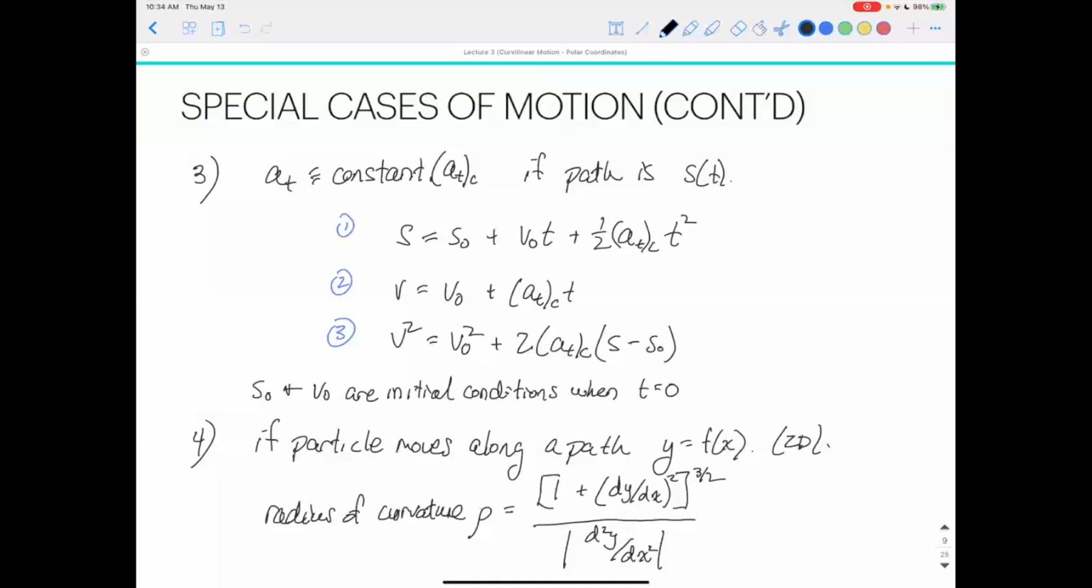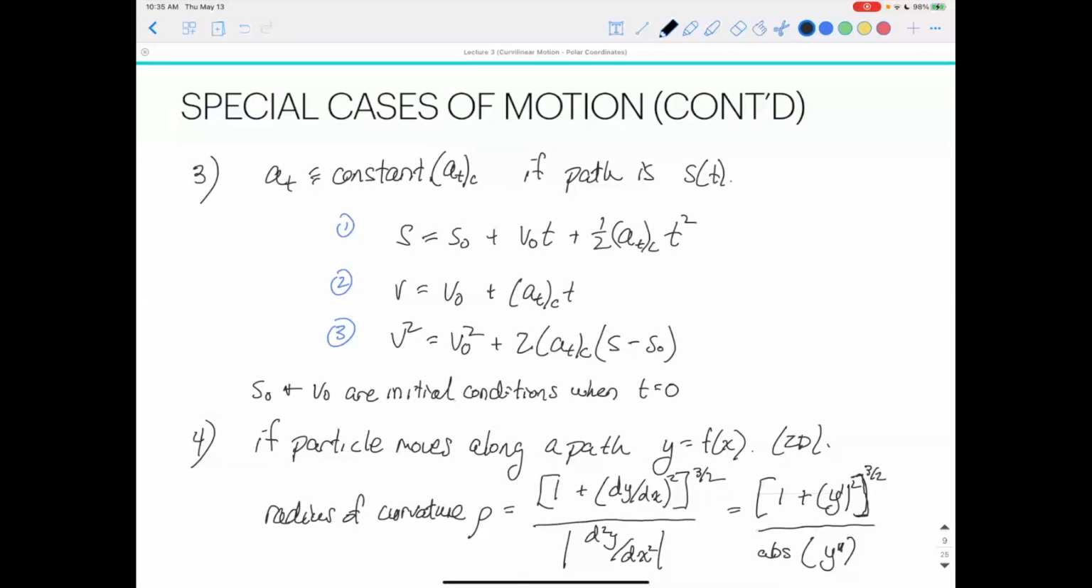So if we know a function y as a function of x as our path, maybe another way to write this that might be less frightening would be 1 plus y prime squared to the power of 3 over 2, all divided by the absolute value of y double prime. So that term in the denominator is always going to be positive.